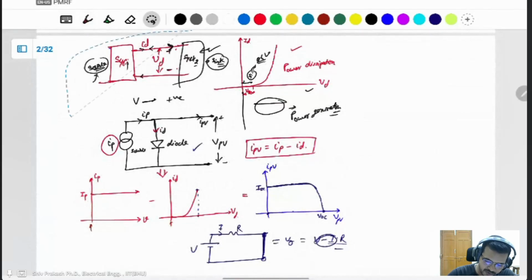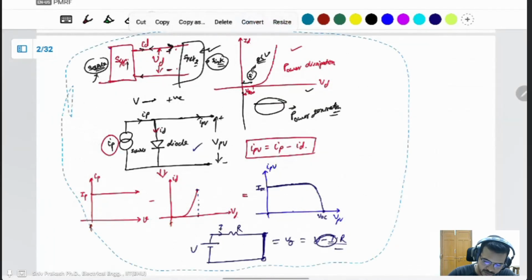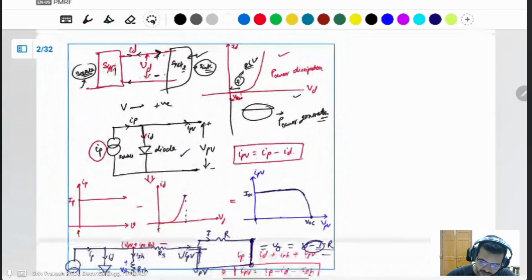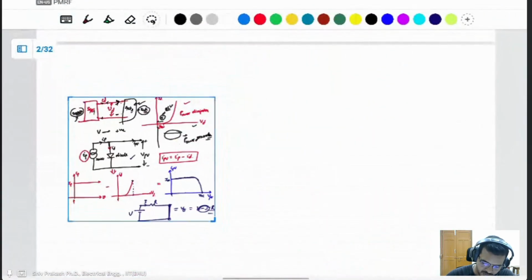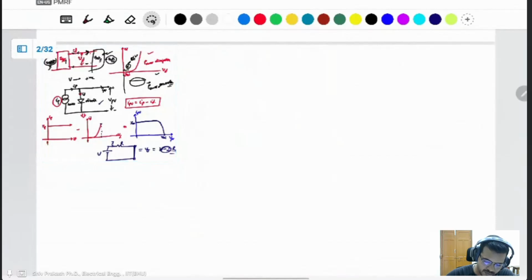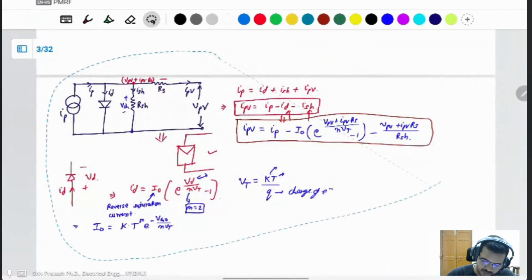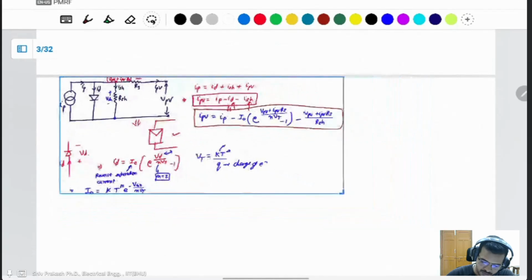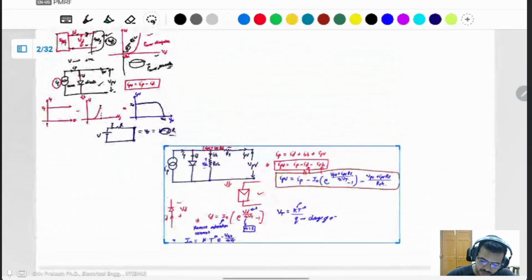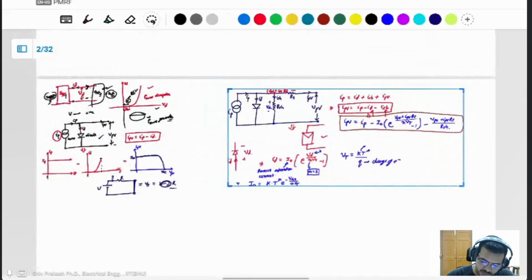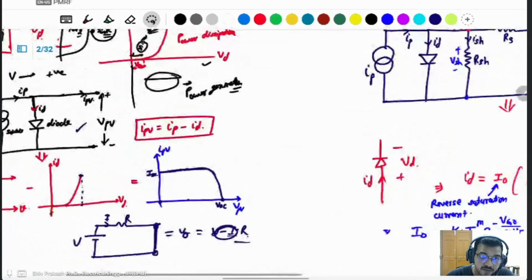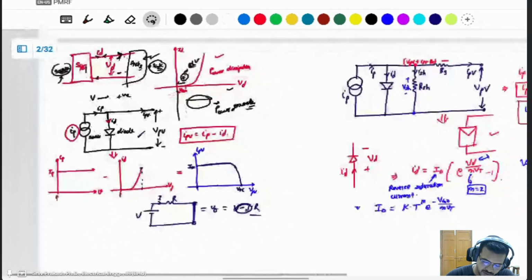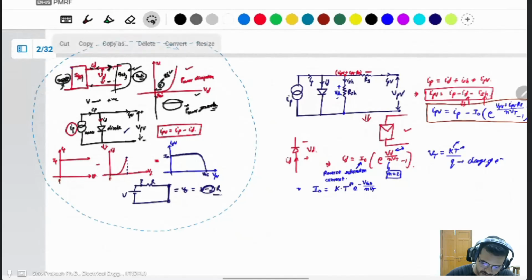I reduce the size of this one. Sorry. I think it's a little more small. Okay, I will increase this one a little bit.